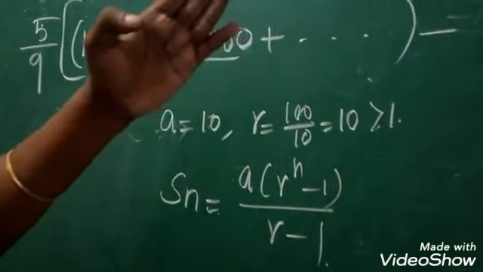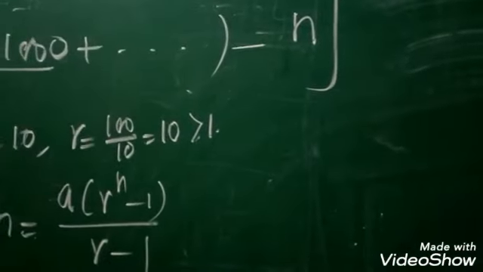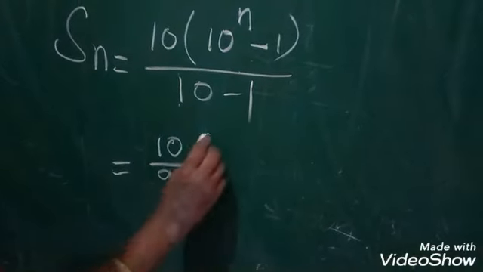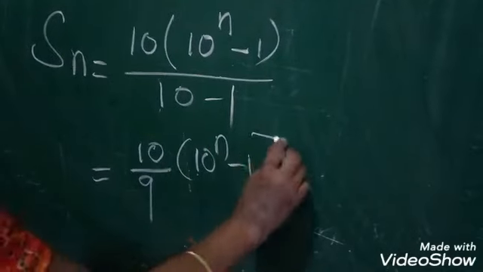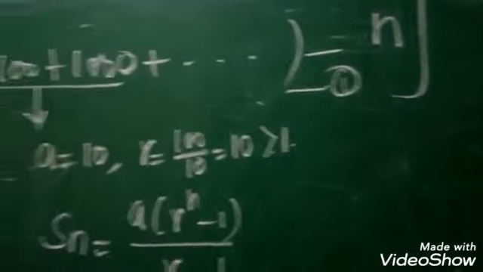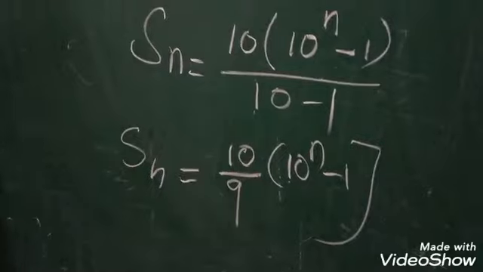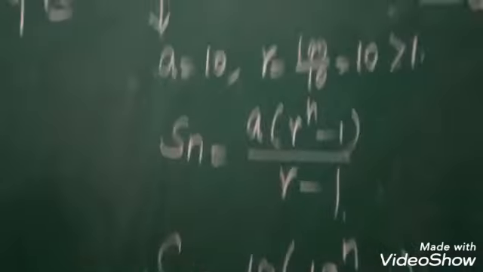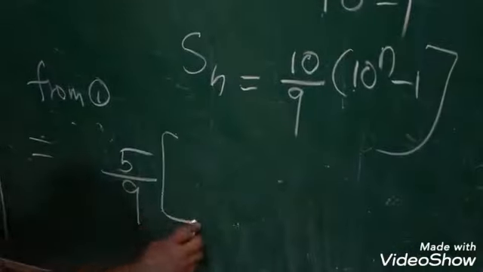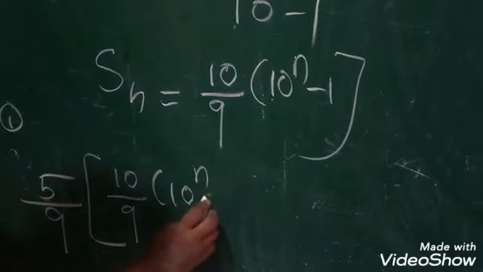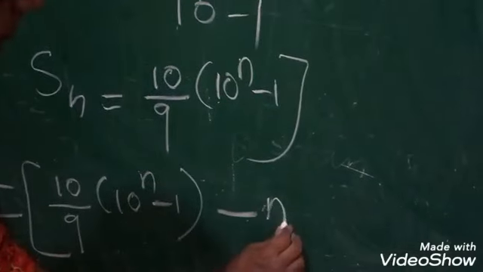The 1 is repeated n times, so that we are writing n. Now simplify 10 by 9 into 10 to the power of n minus 1. Now you have to apply the first form, the Sn formula, in the first form from 1 in the term 5 by 9. What you have taken here is 10 divided by 9, 10 to the power of n minus 1, minus n.